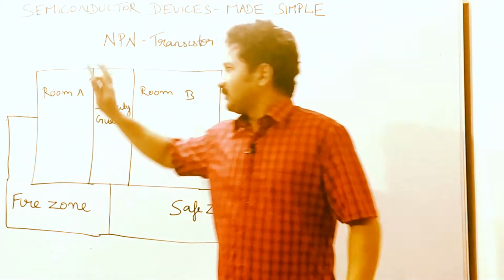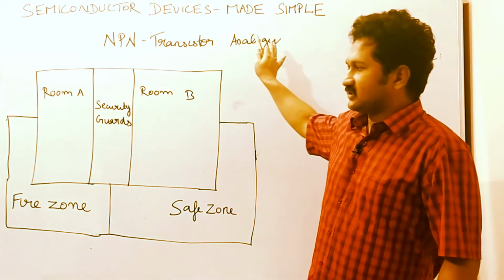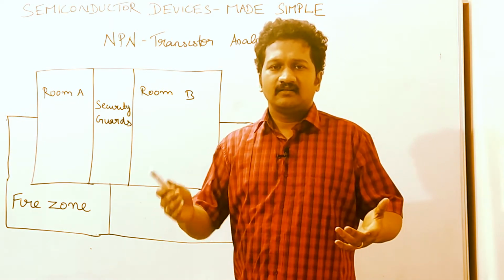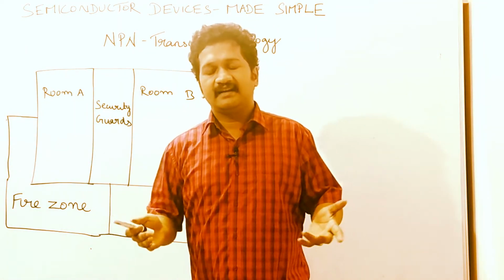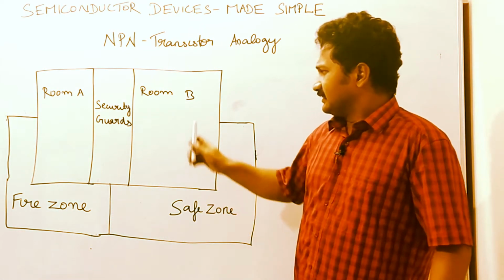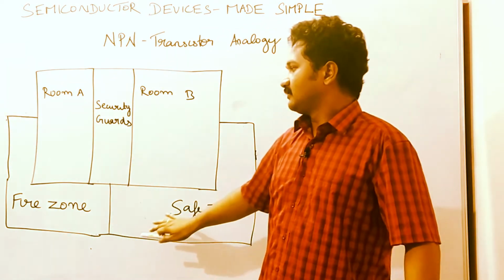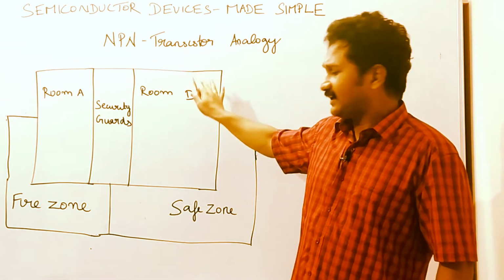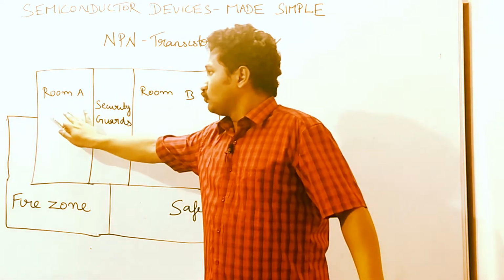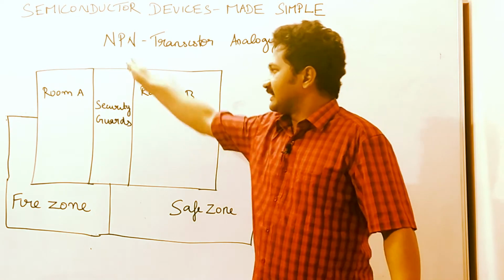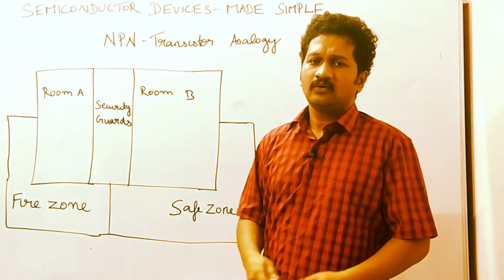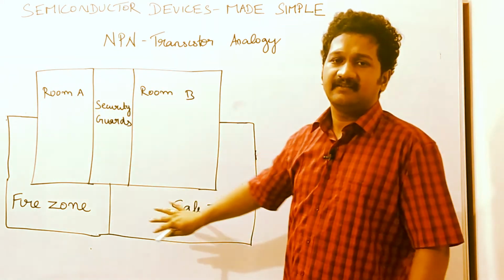So first, before going into the core concept, I'll tell you a scenario, so that if you follow that, you might understand the NPN transistor easier at the end. So this is an area. For example, this is a fire zone, this is a safe zone, and there are two rooms, A and B, separated by security guards. So this is a fire zone. There are some people living in this area.